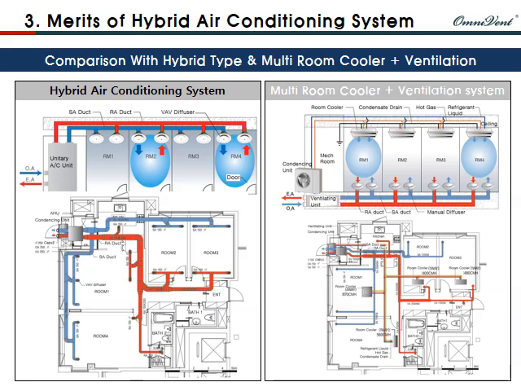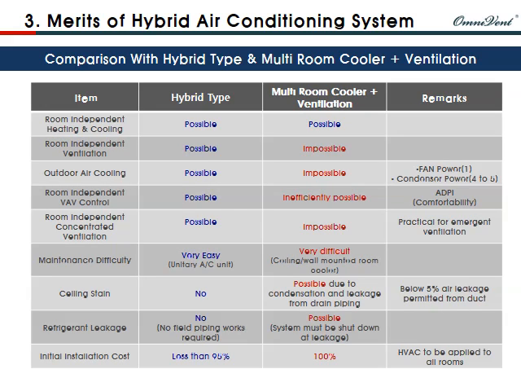The following diagrams and mechanical layouts show the comparison of our hybrid air conditioning system versus a multi-room cooler with a separate ventilation system. As shown on the following comparison table, our hybrid air conditioning system has considerable advantages in room-independent selective ventilation, selective outdoor air cooling, room-independent VAV control, and room-selected concentrated ventilation.